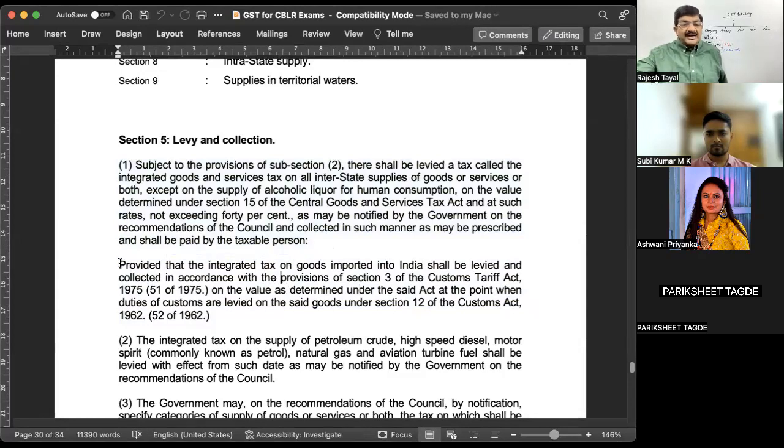This is provided that IGST on imported goods shall be levied and collected in accordance with the provision of Section 3 of the Customs Tariff Act. And Section 3 talks about valuation as per Section 14 of the Customs Act. Right? On the value determined under the said Act. So there is a difference of value for the purpose of levy of IGST. Right? Should we make a small chart for this?